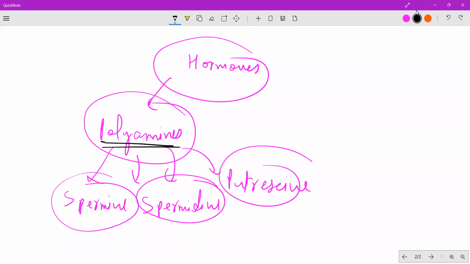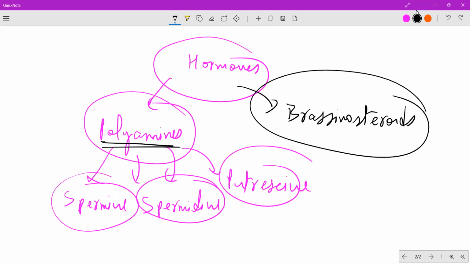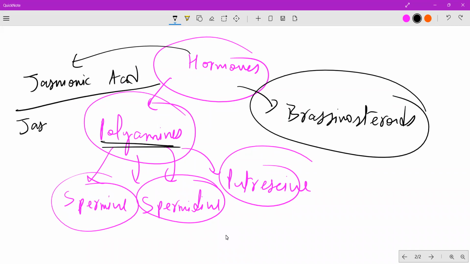Then we also have important hormones which are called brassinosteroids. We have brassinosteroids. Now these brassinosteroids, we normally don't study in colleges either, okay? Then we have important plant hormones which are called jasmonic acid. Jasmonic acid, or sometimes we call them jasmonates. These are also very important plant hormones which again we don't study in colleges. And let me tell you, these jasmonates are perfumed hormones. We call them perfumed phytohormones.